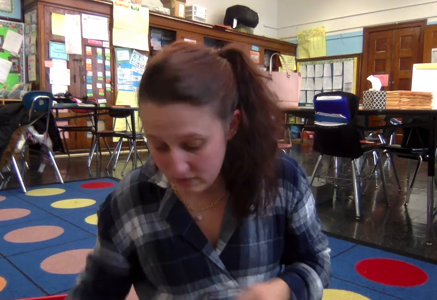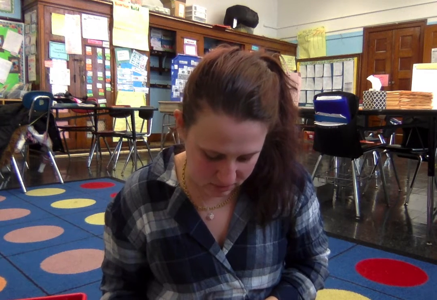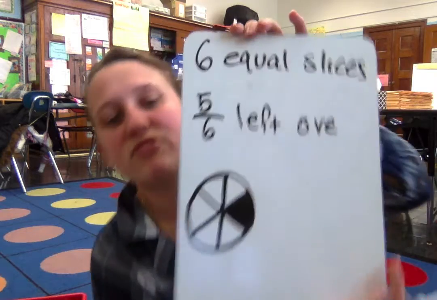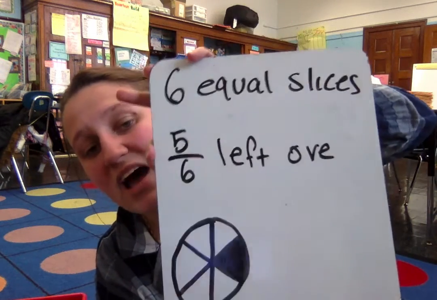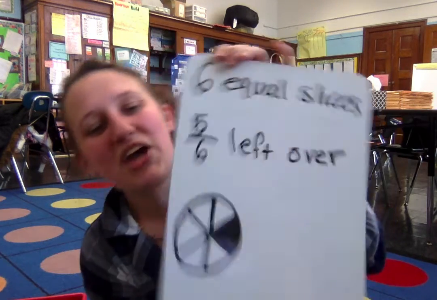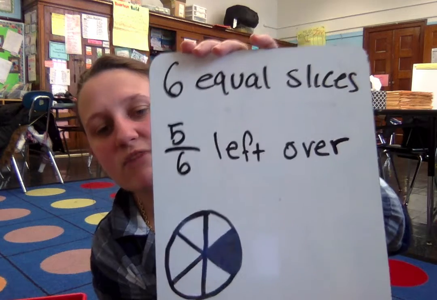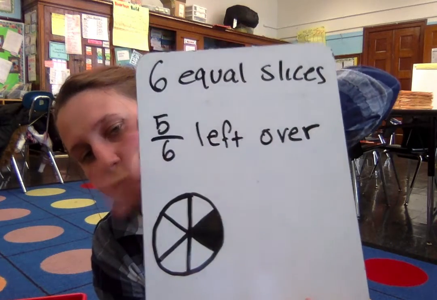And I don't have all those slices left, so I'm gonna black out the one that's missing. So this is what's left of my pizza. So I have 6 equal slices in each pie, and 5/6 of a pie is left over. I did not finish my word. 5/6 of a pie is left over, and that's right at the bottom there.